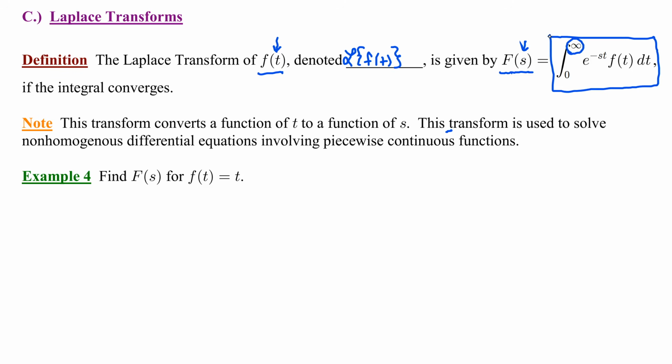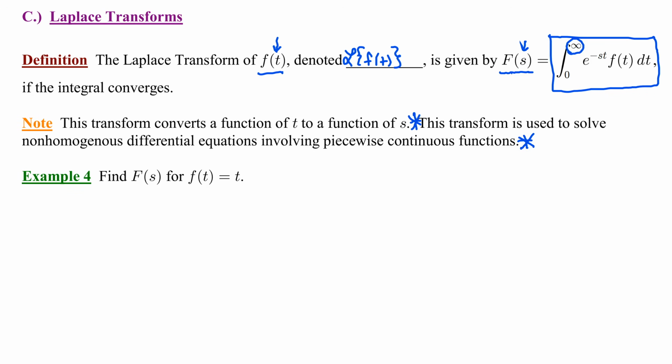This particular transform converts a function of t to a function of s. This transform is used to solve non-homogeneous differential equations involving piecewise continuous functions. Doesn't that sound so exciting? Now, all of this vocabulary may be unfamiliar to you. What we're focusing on here for the purposes of our class, Calculus 2, is just to learn how to execute this transform. What you'll see later on when you take differential equations is that this is a very valid way to solve a complex differential equation.